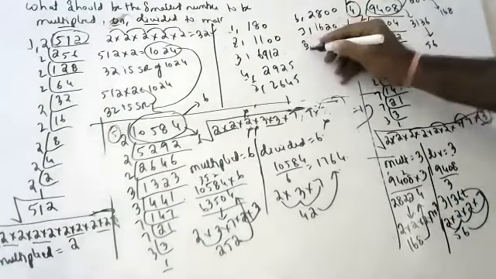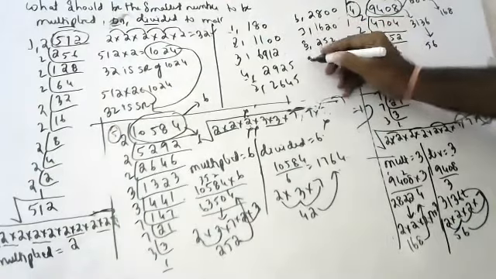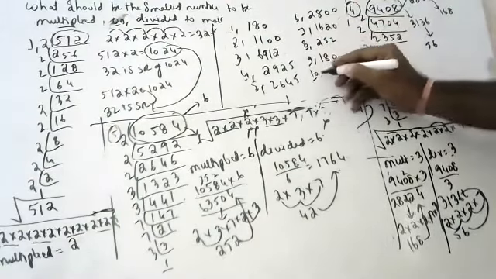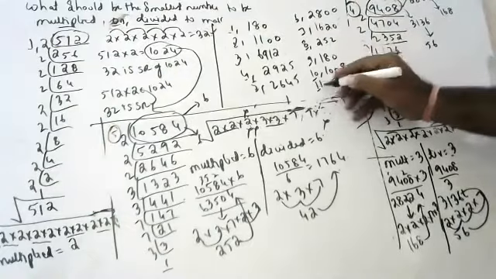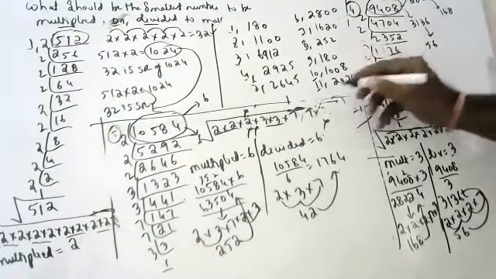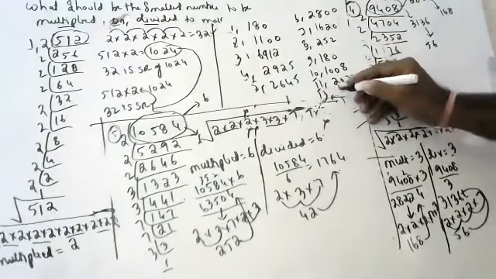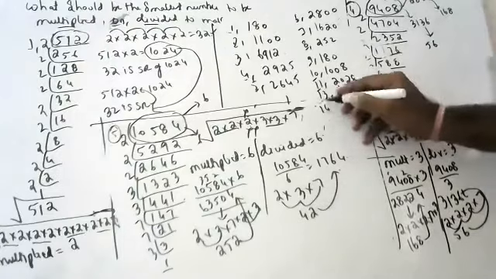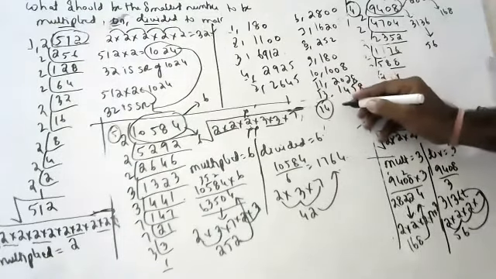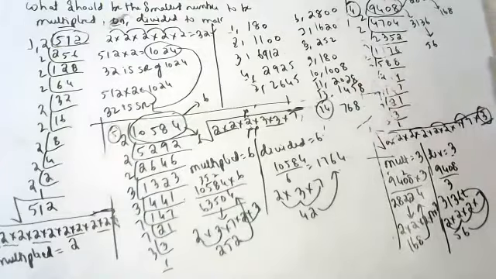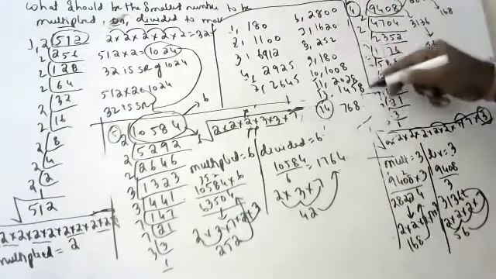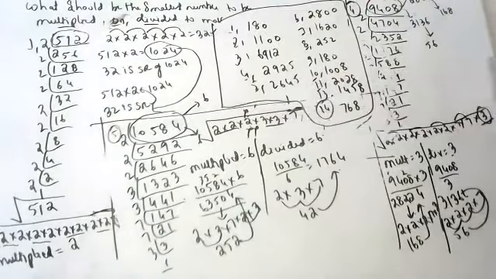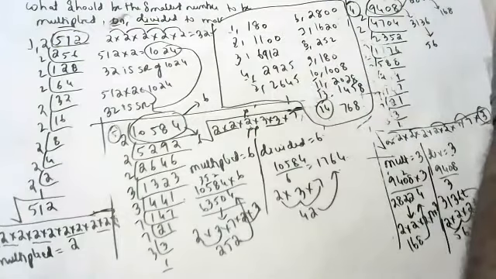Some more are there children. Please copy down. 252. 180. 1008. 2028. 1458. Please practice all these sums children and send to me as homework, or else put your answers in the comments. 768. These are the questions children. You have to practice. Okay, practice these questions and find out what is the smallest number by which they should be divided or multiplied, and send to me as homework in the form of PDF children. Thank you so much.